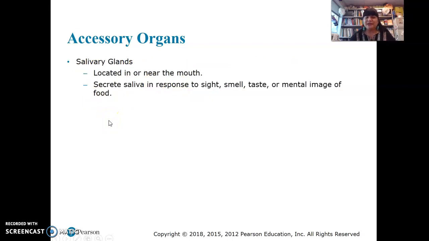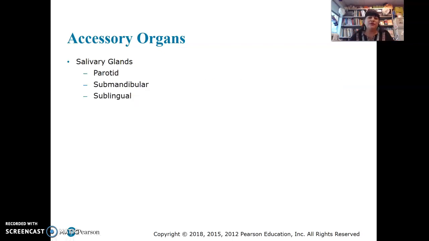So salivary glands, saliva. Saliva is really important. Right? It mixes with the food. It helps with digestion, and it helps with taste also. It says respond to the sight, smell, taste, mental image of food. We start salivating, getting ready. We're getting the digestive process ready to break down that food.